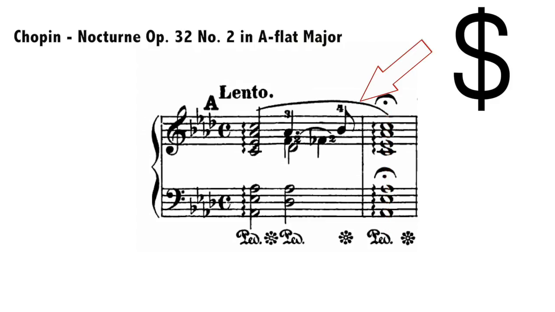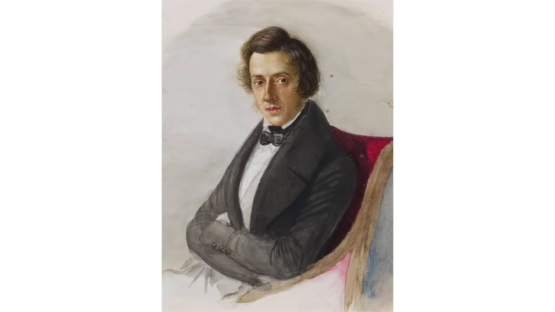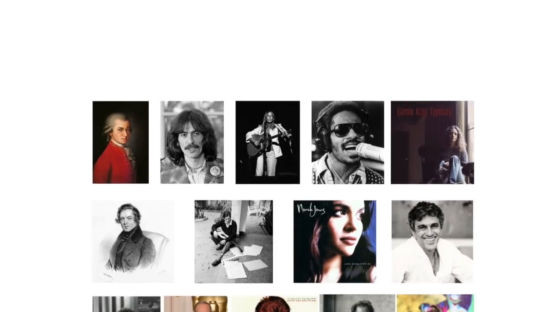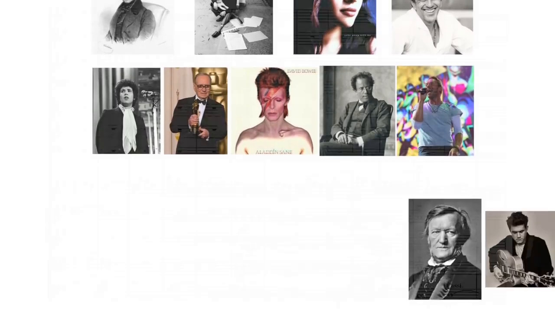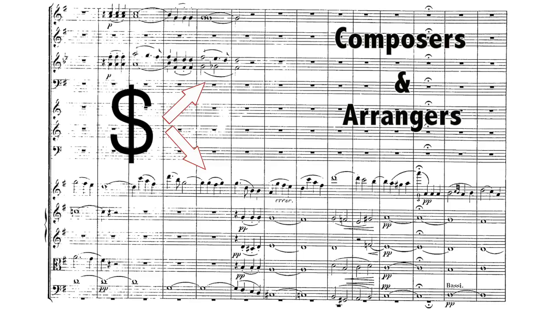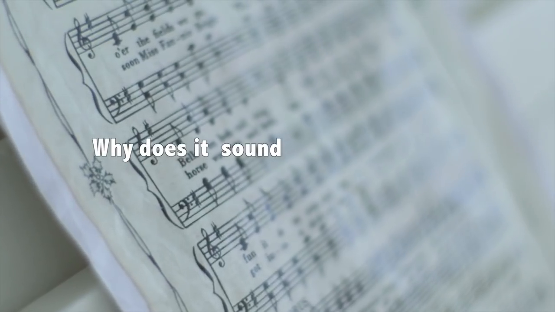That is the money chord, used extensively by Chopin, Mendelssohn, Rachmaninov, the Beatles, Pink Floyd, Christina Aguilera, and basically any other composer of all musical genres. It is one of the most effective harmonic tools for composers and arrangers. So why does it sound so good?